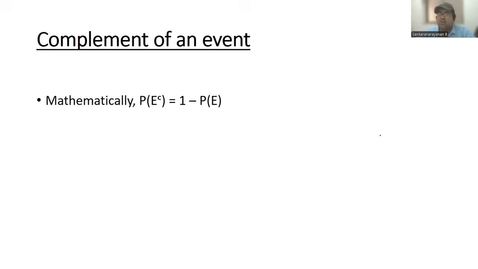Suppose the probability that a particular event E happens is P of E. Then P of E bar is nothing but 1 minus P of E. That's what we saw earlier, right? If there is an 80% chance that it is going to rain, then 100 minus 80, there is a 20% chance that it is not going to rain. So P of E complement, or P of E bar, is equal to 1 minus P of E.